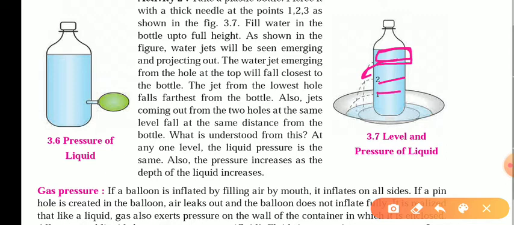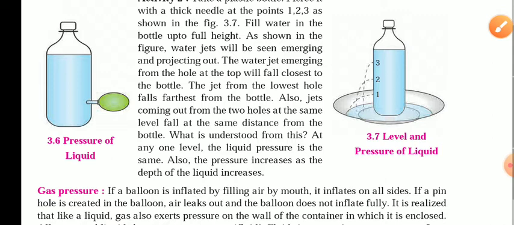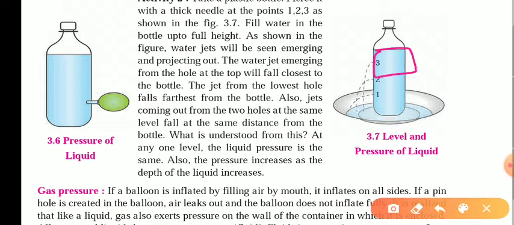So due to that, what happened? You can see the flow in hole number 3 is much less as compared to the others. Then for hole number 2, the amount of water is increased, so pressure will be a little more, and that's why the water is going a little far. When we go towards the bottom, it goes farther. Why is this happening? Because liquid is also applying pressure.